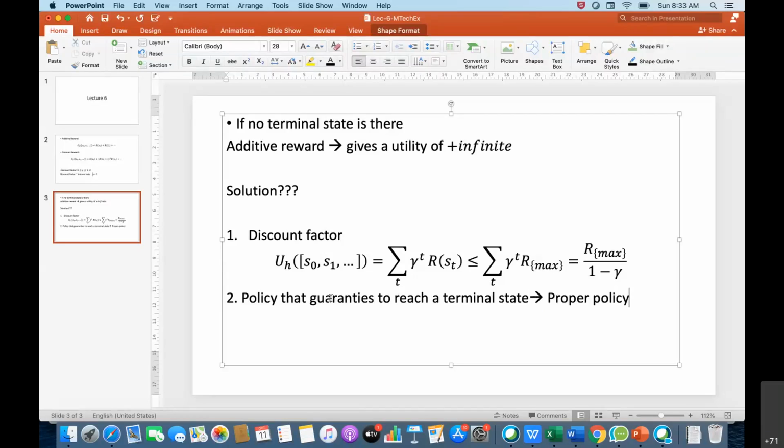Here we can use additive reward also. But if we have an improper policy, where no terminal state is present, we call that an improper policy, and for improper policies only discounted reward should be used, no additive reward. Then comes the third way of solution.